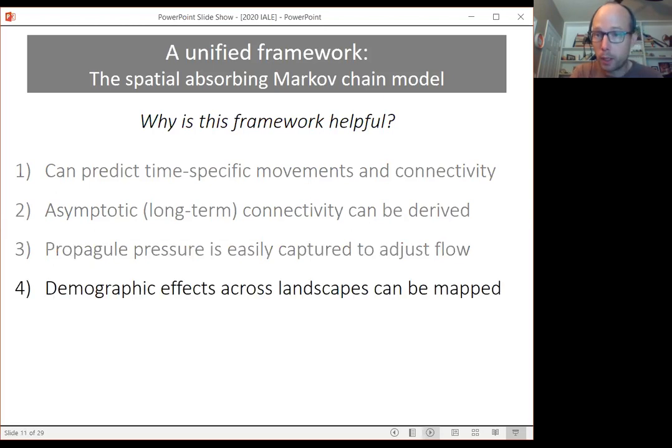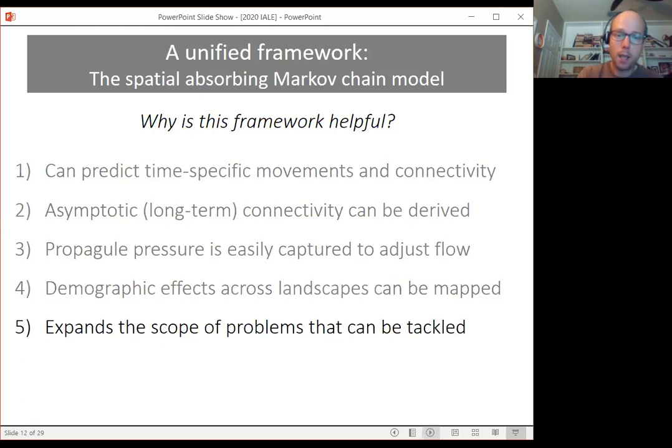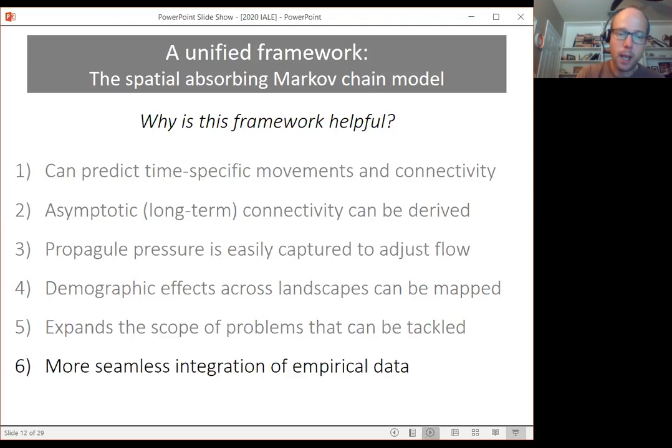Because we're modeling mortality, demographic effects can be mapped and modeled across a landscape. And because of these aforementioned issues, it really can potentially expand the scope of problems that connectivity modeling can tackle directly. And I'll show examples of this in a moment. And then finally, I would argue that it provides a means for more seamless integration of empirical data.